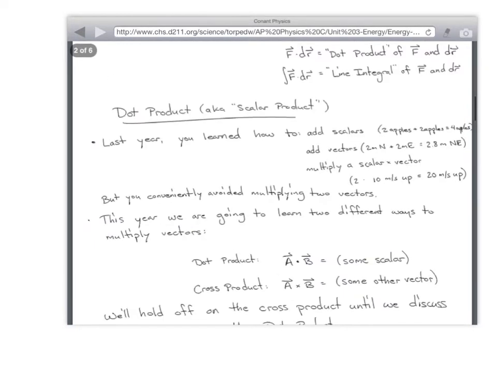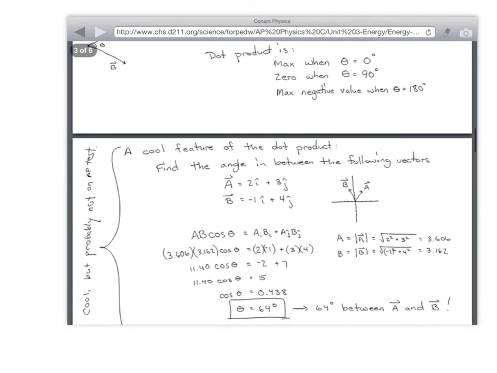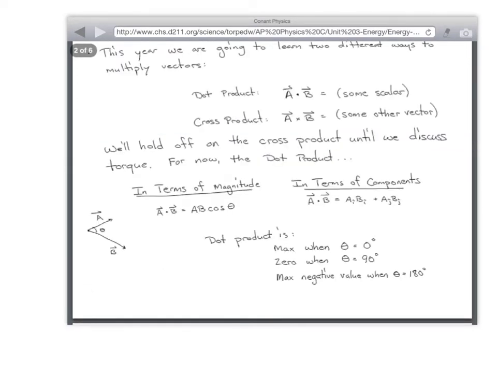You multiply the components, right? Dot product is the one we're going to talk about first. Dot product is you multiply a vector times a vector, and you get a scalar answer, an answer without direction. The other ones are cross products. All right, yes, we will do cross products as well. Two ways to calculate a dot product. Here we go.